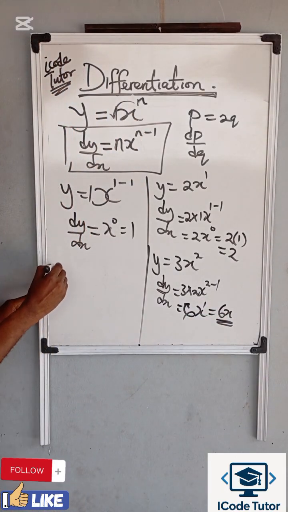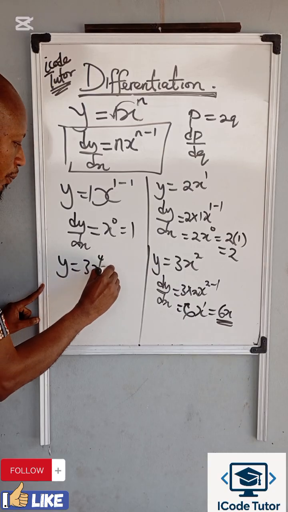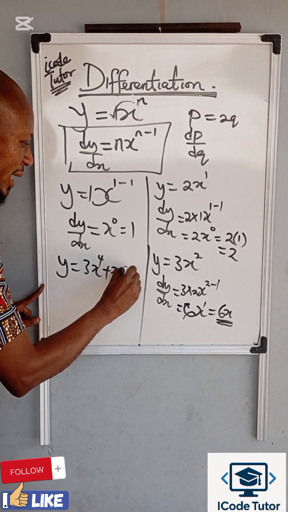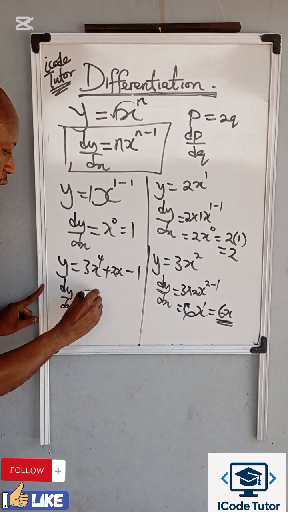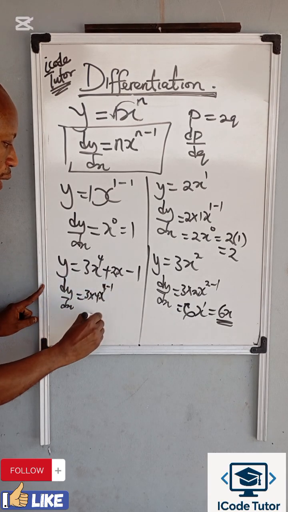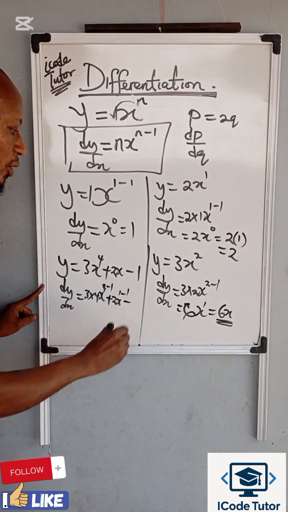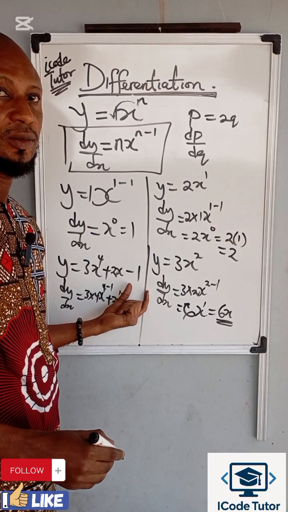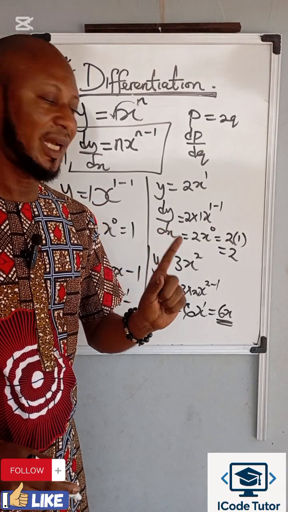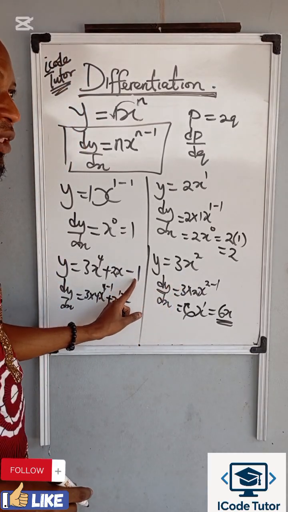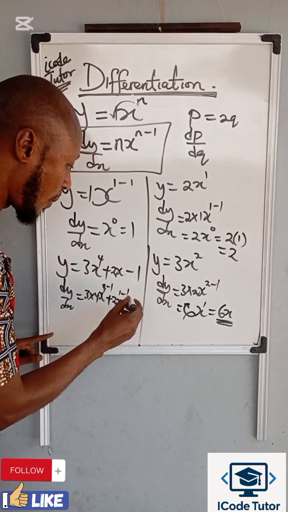Now, let's say you still have another question, y equals 3x^4 plus 2x minus 1. Now, dy/dx equals, this one will be 3 times 4, x raised to power 4 minus 1, plus 2x raised to power 1 minus 1, minus. Now, when you are differentiating a constant number, it gives you 0. That means that when you are differentiating a number that stands on its own, a constant number that doesn't have any alphabet beside it, it gives us 0. This one will be 0.